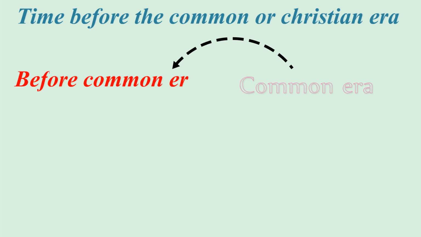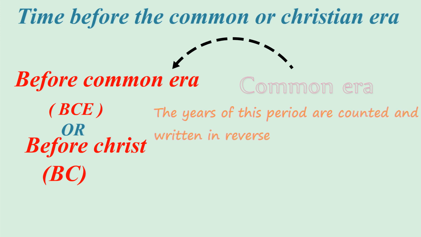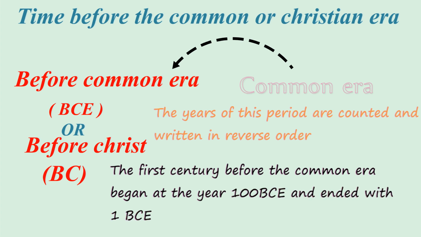Time before the Common or Christian Era. The period before the Common Era is known as the time before Common Era, that is in short BCE or before Christ, BC. The years of this period are counted and written in reverse order. The first century before the Common Era began at the year 100 BCE and ended with 1 BCE.